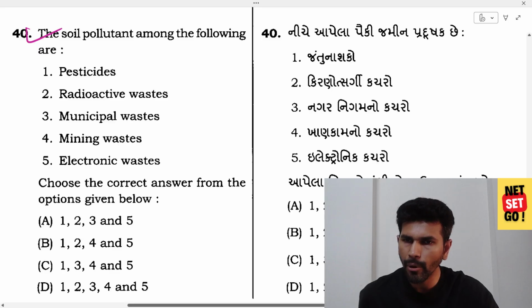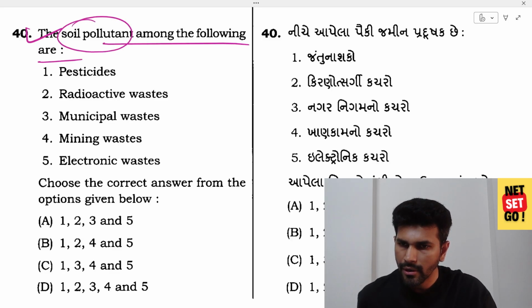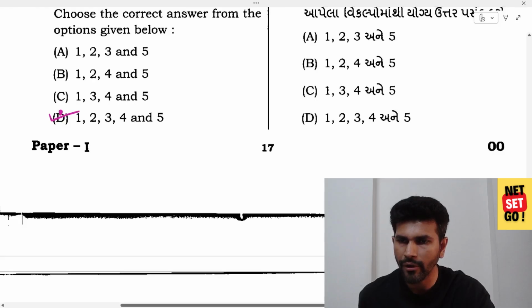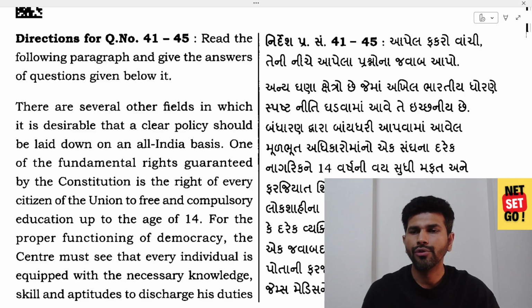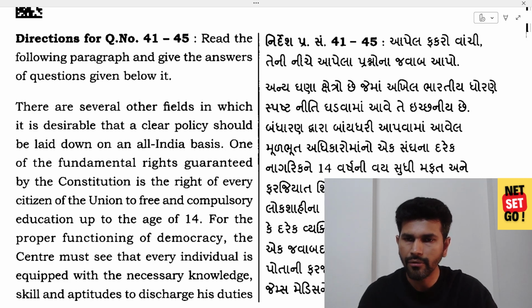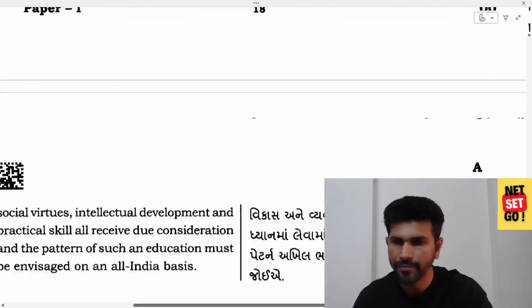Next, the soil pollutants among the following are. Soil pollutant કયા છે? Pesticides, radioactive waste, municipal waste, mining waste, electronic waste. All are correct. So option D is correct answer. 1, 2, 3, 4, 5. So here we have completed people and environment unit. Let's start with reading comprehension from question number 41 to 45.